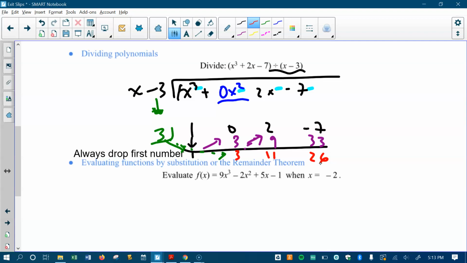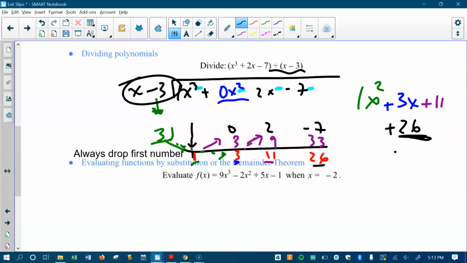Now, here's the kicker. With each of these numbers, and here's a 1 here, don't forget, I'm going to put an x with each, but I put 1 degree less than what I started with. So instead of x cubed, it's going to be x squared. I'm going to put a 1x squared for that one. Then with this 3, a positive 3x. And with this 11, a positive 11. And then with that 26, a positive 26 over x minus 3.